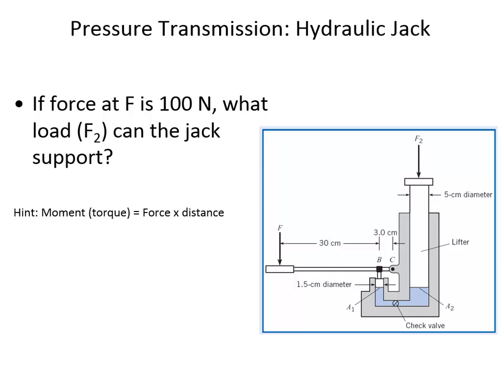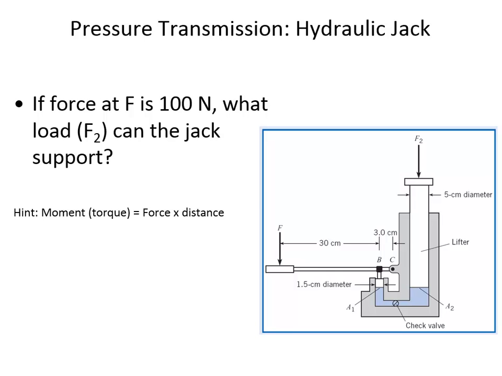So that's the first way that you're able to lift something really heavy at 2, is that the handle itself is magnifying the force. But then the other thing is look at the difference in the areas. We've got an increased area at 2, and so that's going to be amplifying the force as well. So let's go through and do the calculations on this one and see how much that jack could actually support.